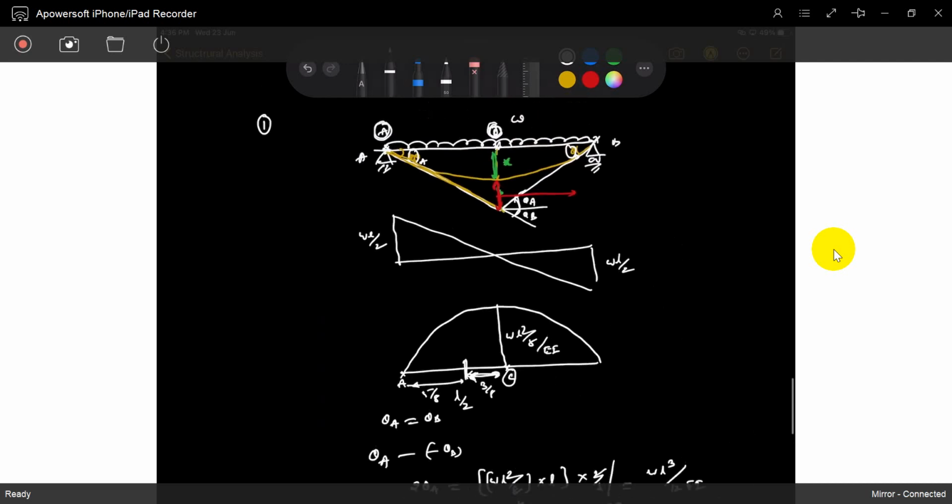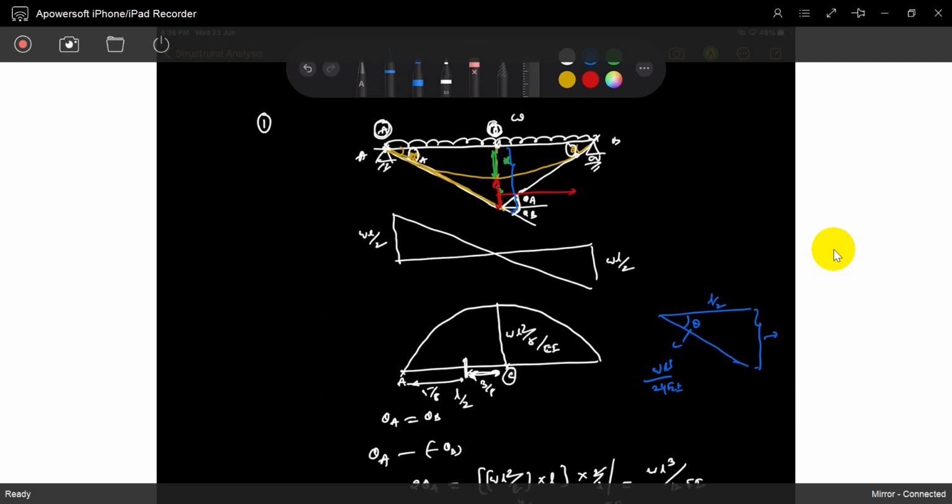This is the value of the red line. Also you can easily find the total length. How can we find the total length? See, this is a straight line, this is a tangent. So what is this total value? This is L by 2, this is theta. What is theta? Theta we already know, WL cube by 24EI.